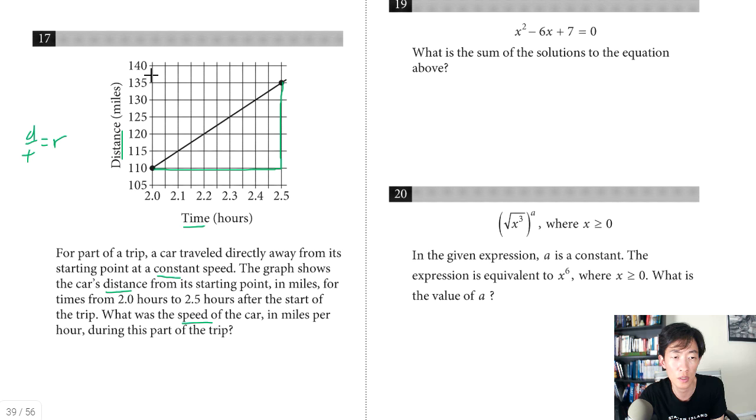So the vertical distance is 135 minus 110, which is 25. That's the distance that they traveled. The time is 2.0 to 2.5, so that's 0.5. So 25 divided by 0.5 is going to be 50, and that's our answer for 17.